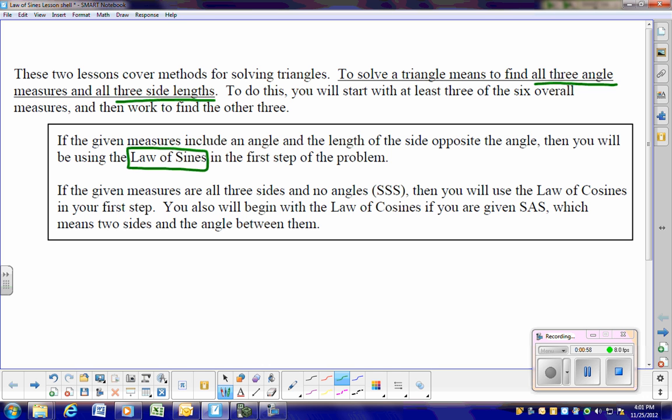Basically, you're going to use law of sines anytime your given measures have an angle and a length of a side opposite the angle. That's going to be law of sines. And I wrote out some more details about that in your printed notes. And then if you're given three sides, or if you're given a side, then an angle, then a side in that order, you would be using what's called law of cosines. And we'll talk about that in our next lesson together.